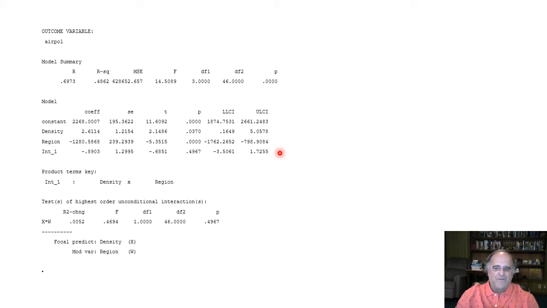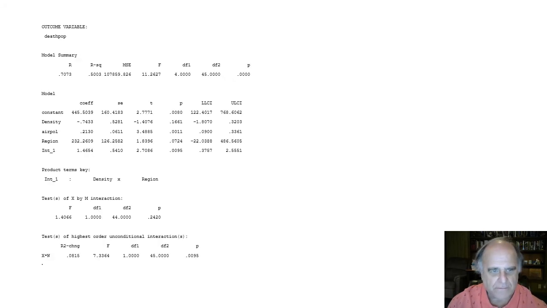So, but even in journal articles and textbooks, if we went through that language every time, it would be hard to ever get anywhere. So we're saying there's no interaction effect. And then again, we only have one interaction effect, and this is the test of the highest order unconditional interaction. So the interaction effect is not significant.